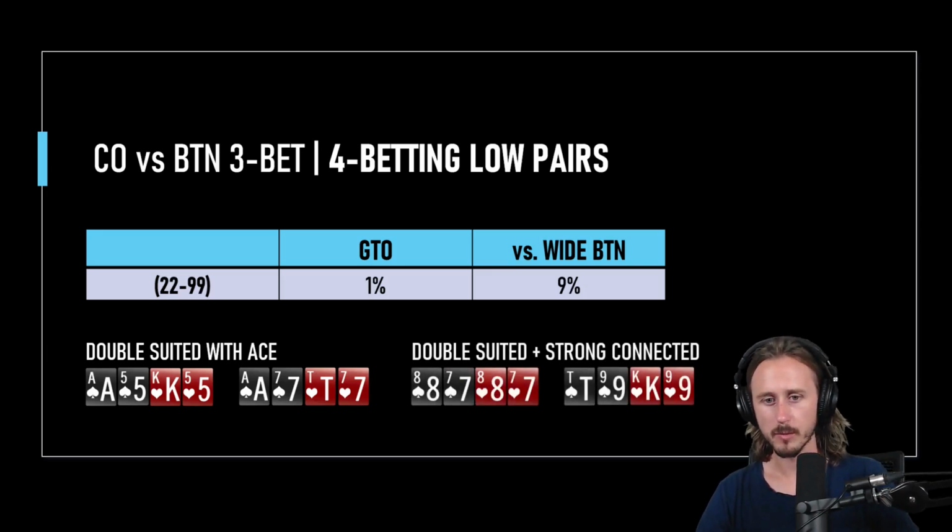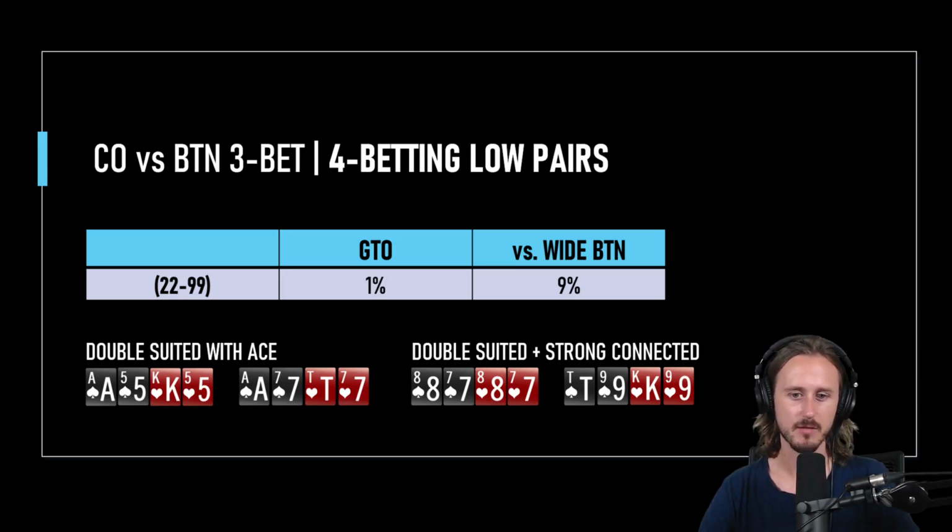But also double suited ones and strongly connected do go for the 4-bet, like these double paired and strongly connected combinations. 8-8-7-7, for example, is a good example here to 4-bet. But also some strongly connected ones like king, 10-9-9, jack, 10-9-9, like these combinations do play well enough.